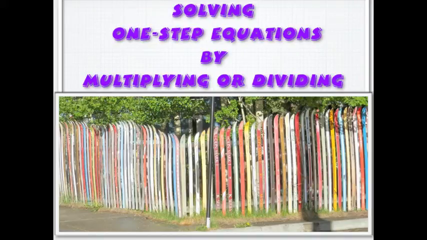Welcome back to Part 2 for learning a system on solving one-step equations. This time we'll focus on multiplying and dividing.